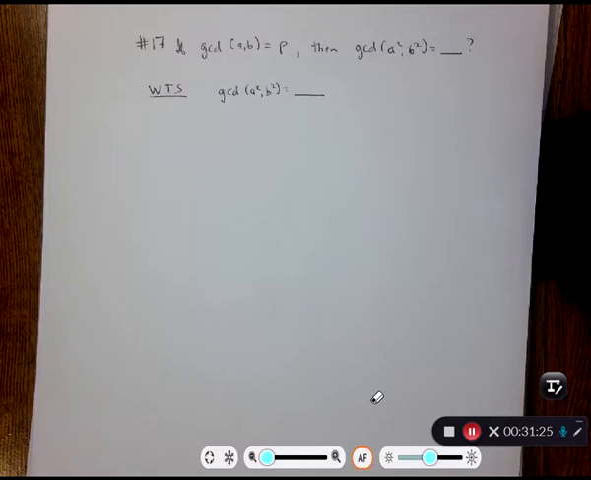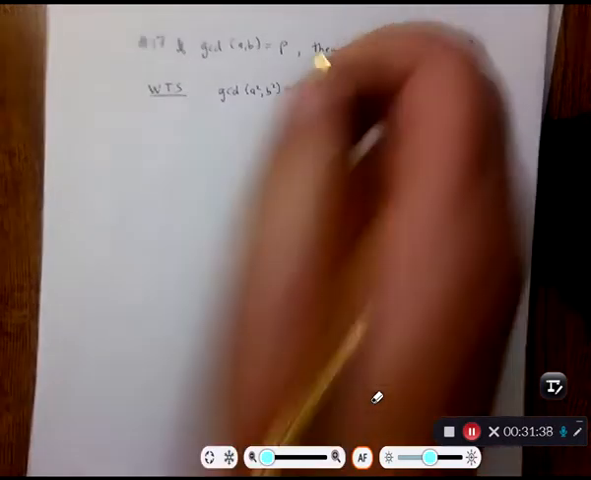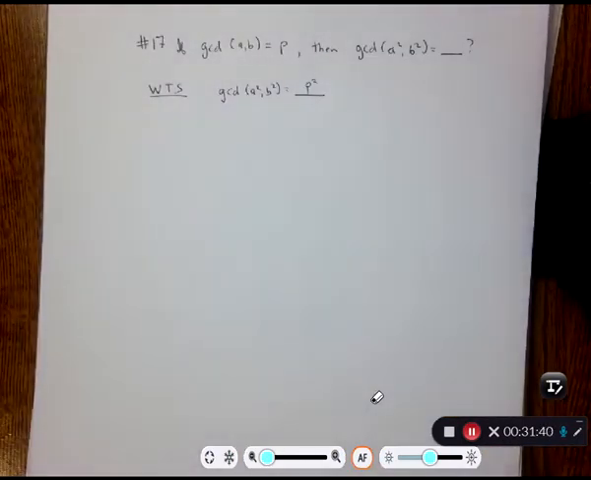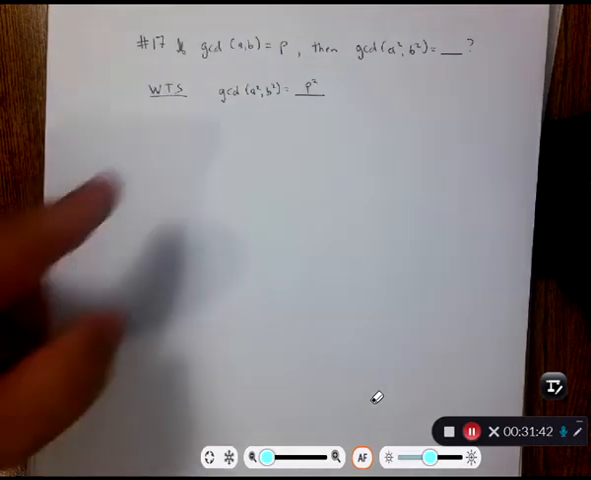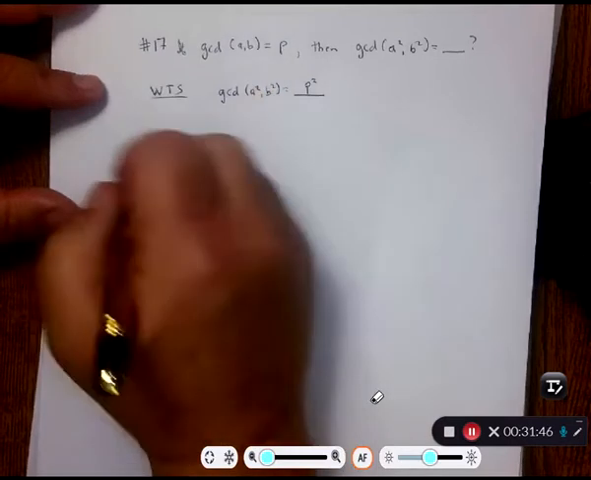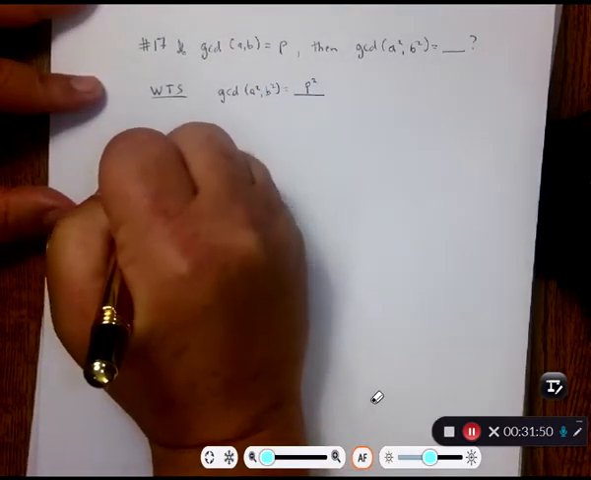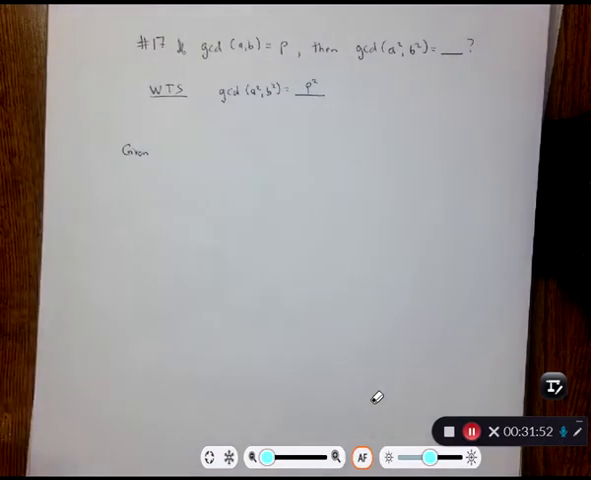If the GCD of A and B is equal to P, then the GCD of A squared and B squared, I think, is going to be equal to P squared. But that's just an idea, I'm guessing. So this is basically what I want to show. You always start with the given. This is not a proof, this is basically a formula page of collecting my thoughts.